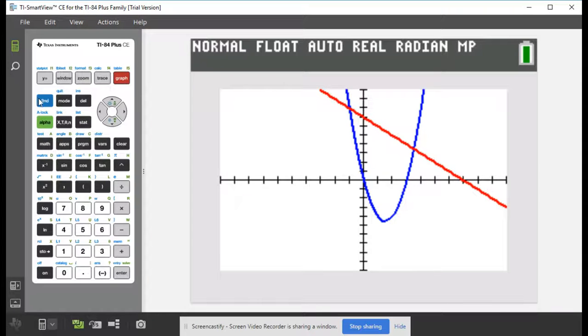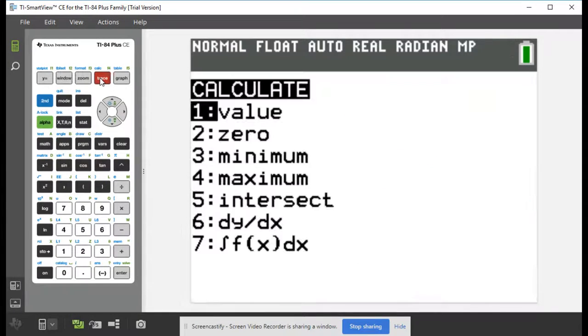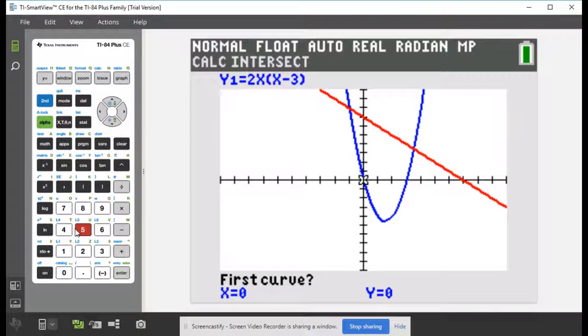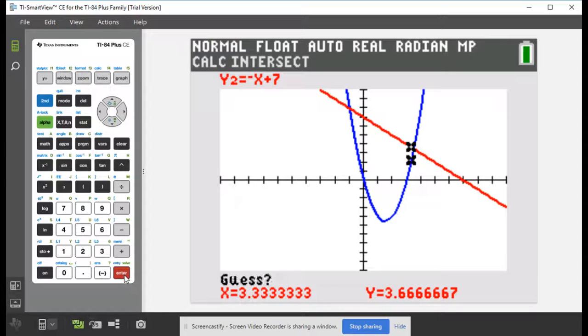Locate points of intersection by typing second, trace, 5, enter, enter, enter. The cursor will go to the closest point of intersection. To find the other point of intersection, type second, trace, 5. Move the cursor to the other side of the graph using left or right, depending on which side you're on. Type enter, enter, enter.